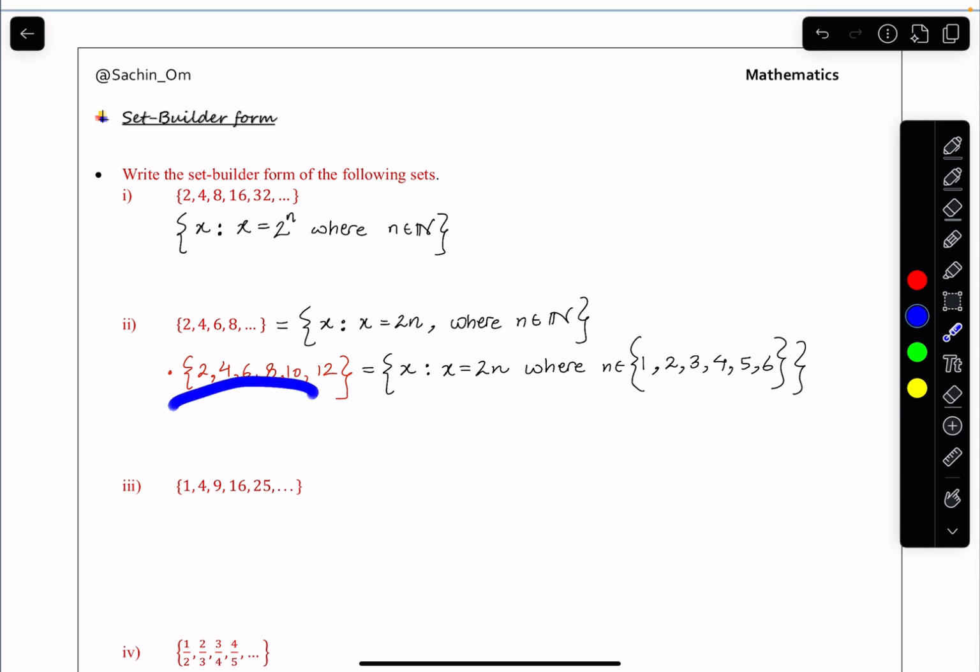Now set builder form of a set isn't really unique. It does represent one single set, which is this one itself, but I can write the set builder form in one more way.